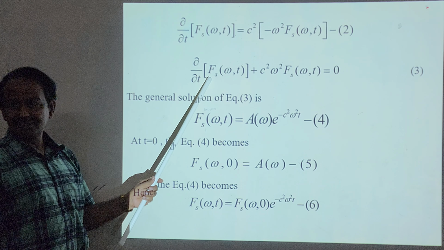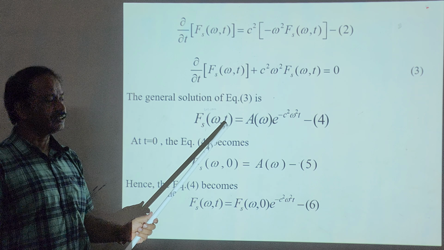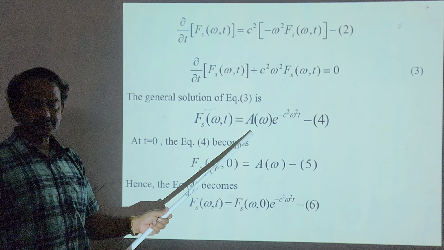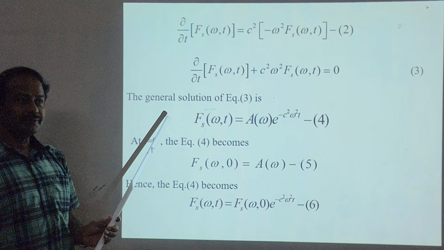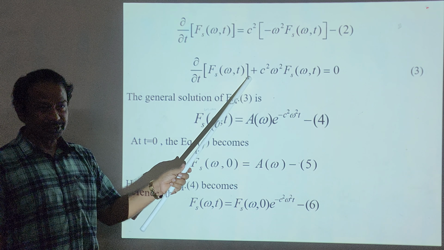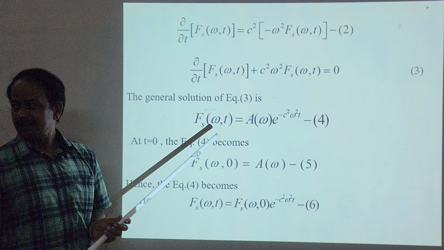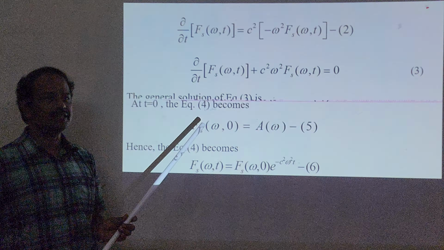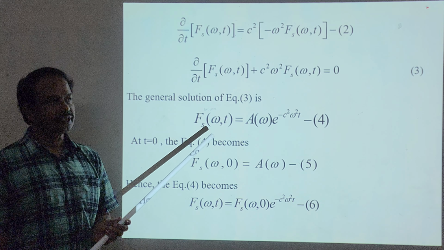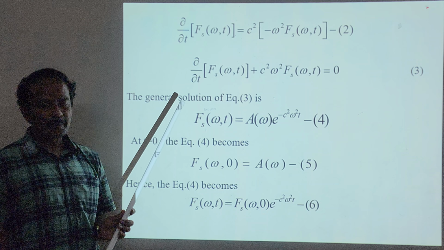The solution of this equation, the general solution, is given by this. You are going to assume this solution. How to check whether this solution is correct or not? One way, which students usually do, is to differentiate with respect to t and substitute in this equation, and you will get 0. That means it satisfies. Okay.